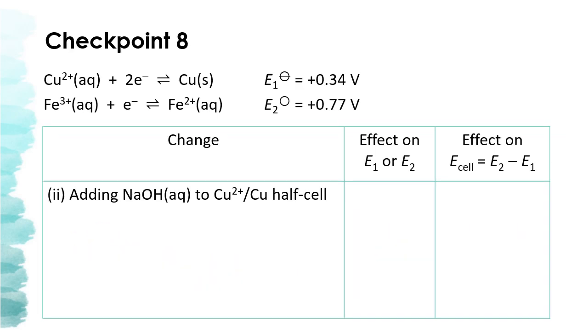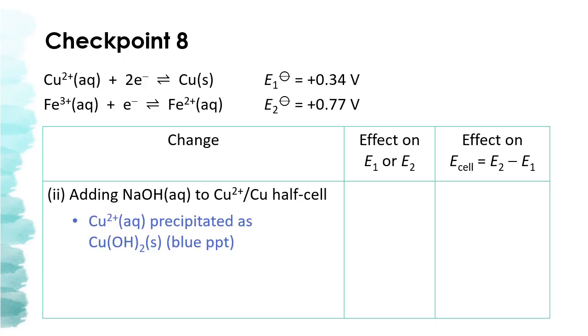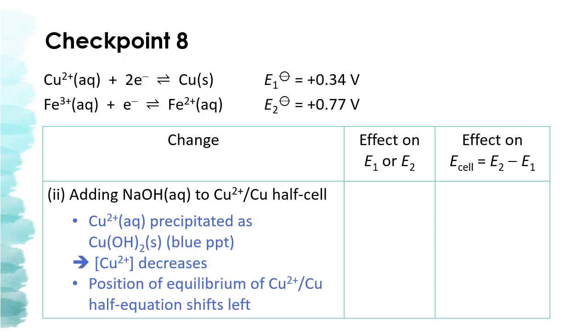For checkpoint 8 part 2, adding of OH- will allow you to see the blue precipitate of Cu(OH)2, which means that the Cu2+ concentration in water is decreased. As a result, POE shifts to the left. E1 will become a less positive value, and because this is less positive, your E cell will be more positive compared to the standard cell potential.